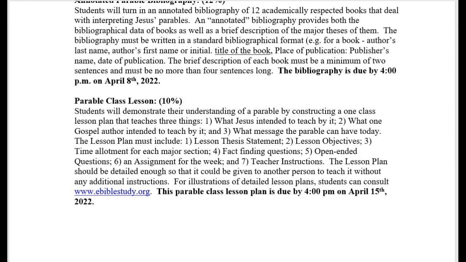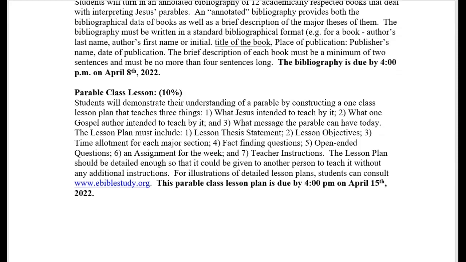And if you want an illustration of detailed lesson plans, I suggest here you might want to go to ebiblestudy.org, where a number of OC professors have written Bible lesson plans, and you could get kind of a guide for that. I've actually done some on parables there, so if you want to see some things that I've done on parables in e-Bible study, you can go to that site. So this lesson plan is due by April 15th, again by 4 p.m.